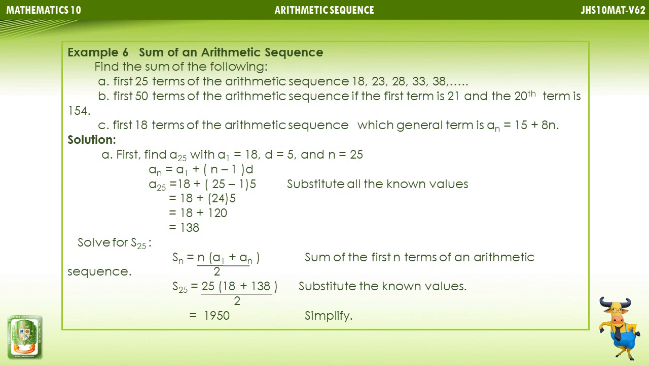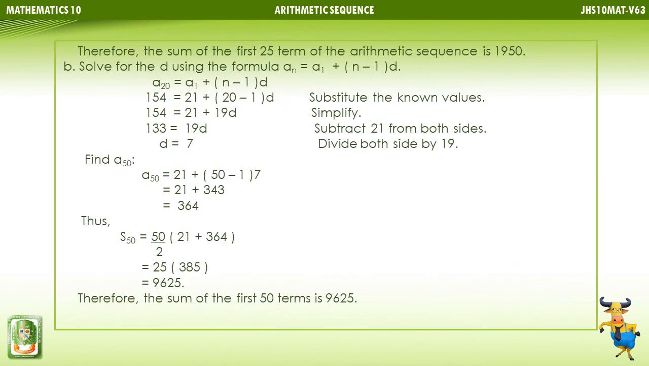S sub n equals n over 2 times A sub 1 plus A sub n, the sum of the first n terms of an arithmetic sequence. S sub 25 equals 25 halves times 18 plus 138. Substitute the known values. Equals 1950. Simplify. Therefore, the sum of the first 25 terms of the arithmetic sequence is 1950.